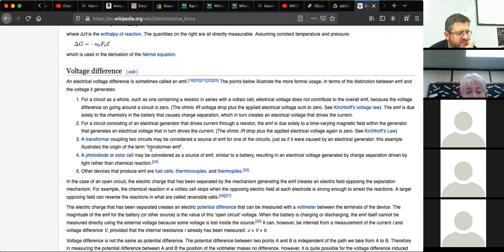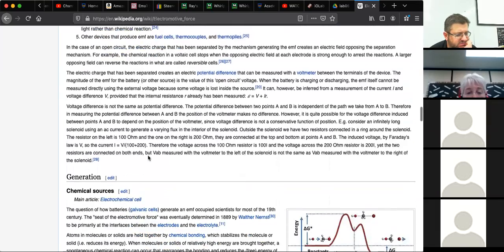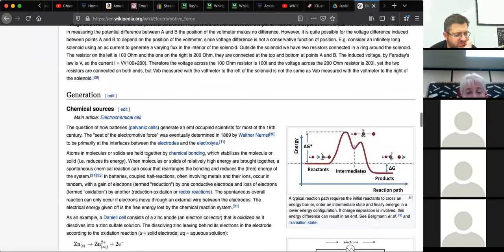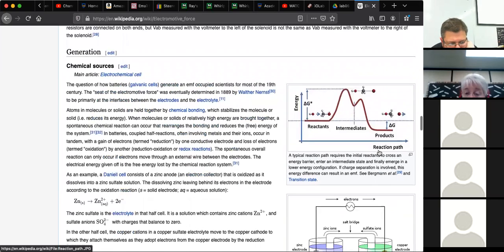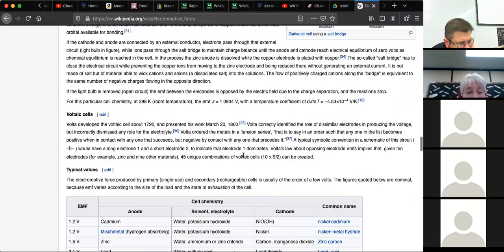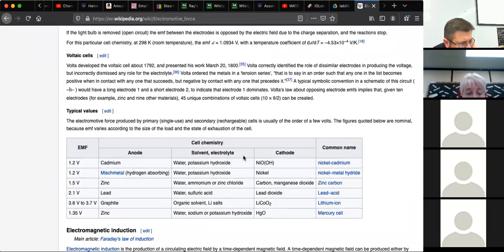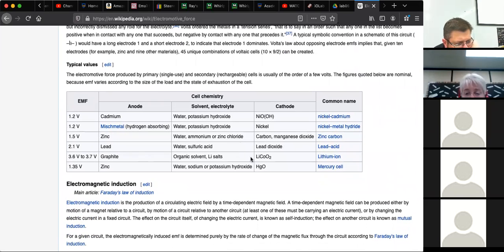Voltage difference, EMF, circuit, open circuit. There's our energy difference. Where's the EMF? Okay, so lithium ion right here, 3.6 to 3.7 looks like. So it's much more than 1.5.